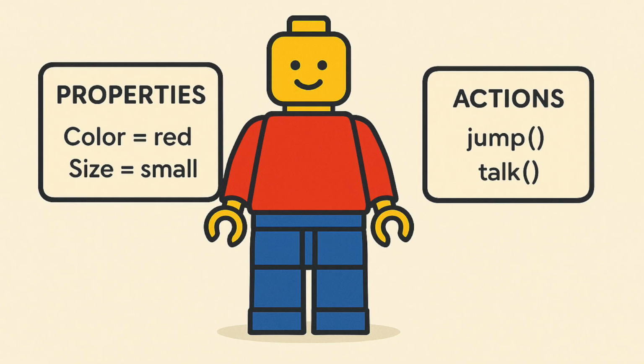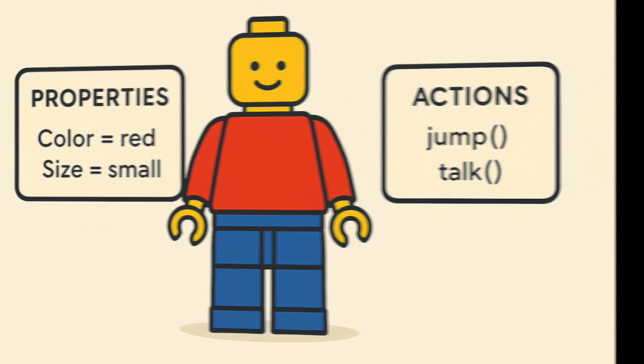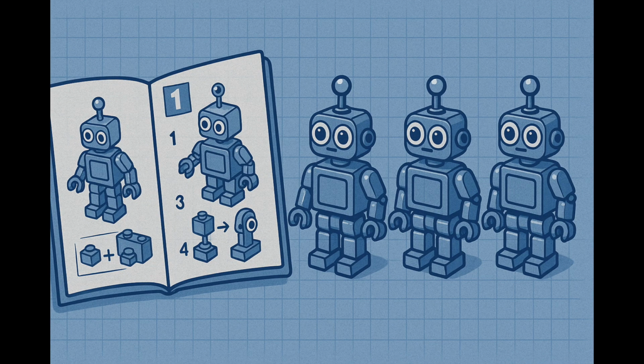Each object has properties like color or size and actions like walk, talk, or jump. A class is like the instruction sheet for a Lego set. It tells you how to build a specific toy. Once you follow it, you can build many identical toys, just like creating multiple objects from one class.